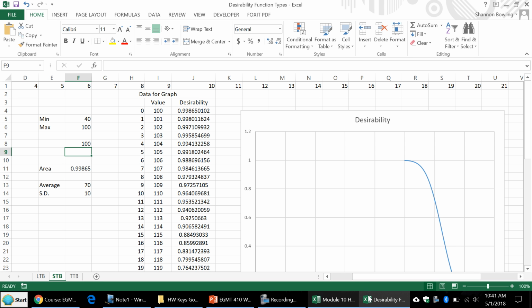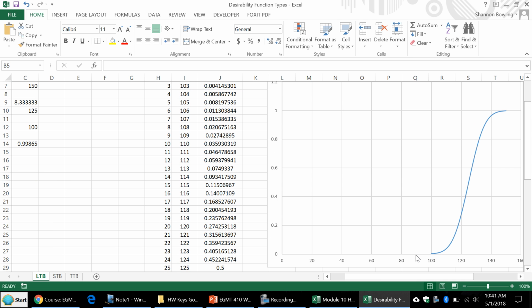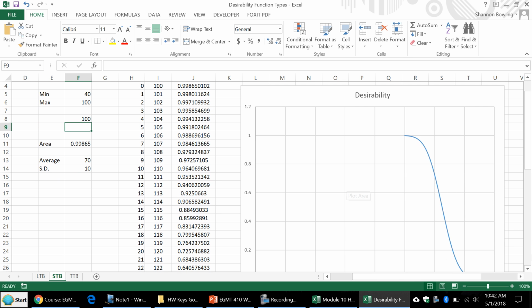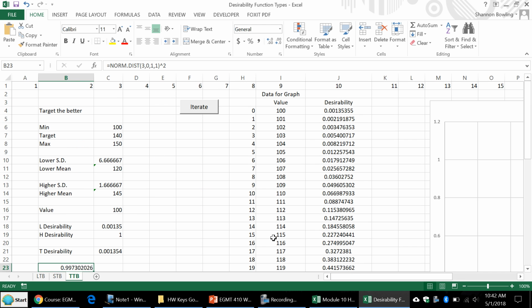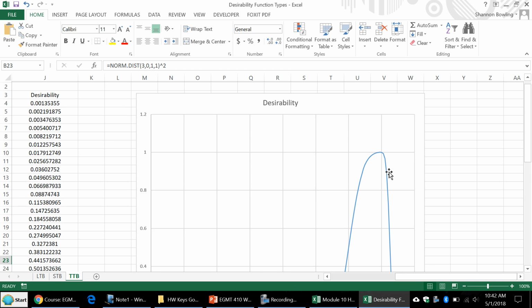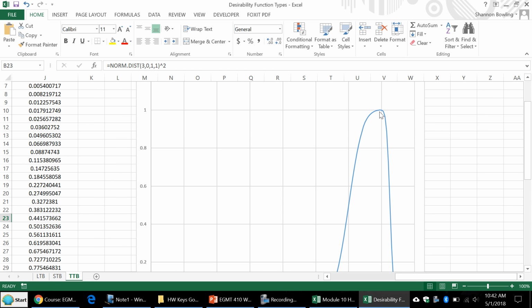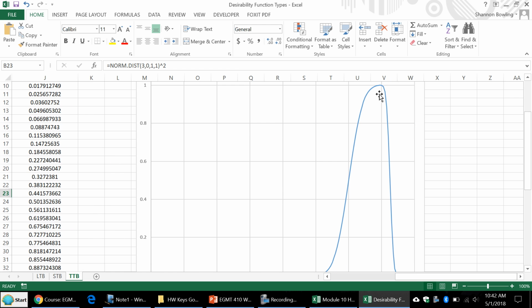So does everyone see the rationale of how this naturally gives you a value between 0 and 1? You can either have what's called larger the better, so the larger the value is, the closer it gets to 1. Smaller the better, so the lower the value is, the closer it gets to 1. Or target the better, so whatever the value is, it goes up kind of like a parabola.